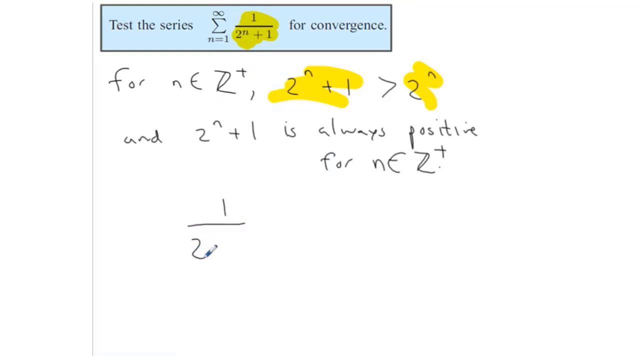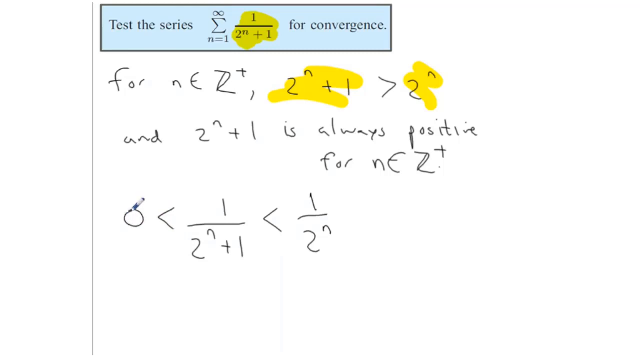So that must mean that 1 over 2 to the n plus 1, well, if 2 to the n plus 1 is bigger than 2 to the n, then when we divide 1 by something bigger, and we know everything's positive, that's going to make something smaller. So that is going to be less than 1 over 2 to the n, and we just said that everything was positive, so we know that both of these things must be greater than 0.